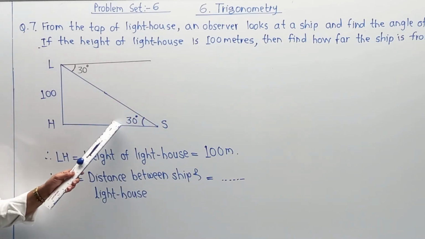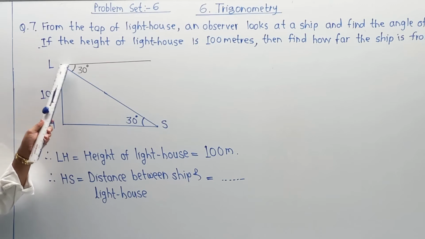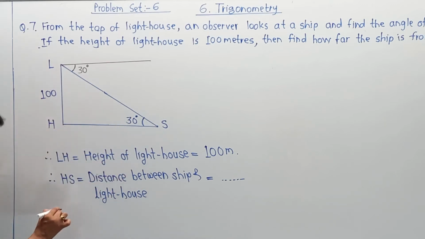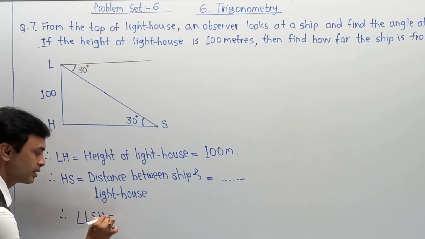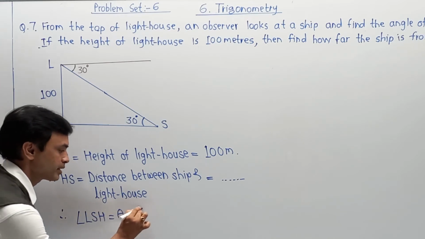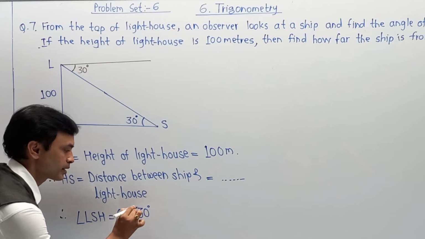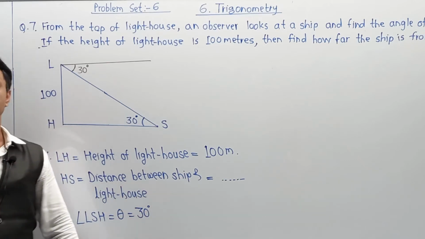Next, declaration about theta, and the part is angle LSH. Angle LSH, that is nothing but theta and that is 30 degrees. These three declarations are the most important.